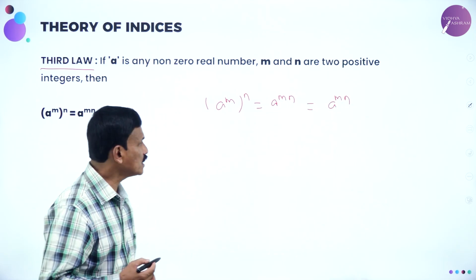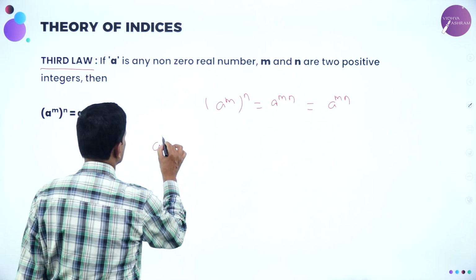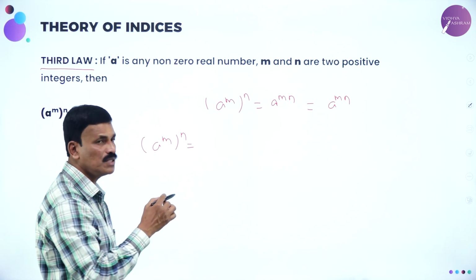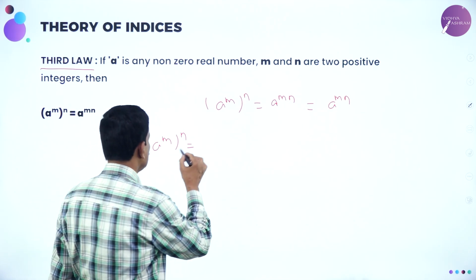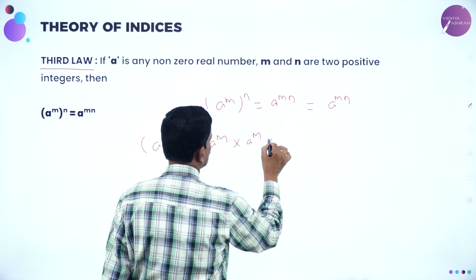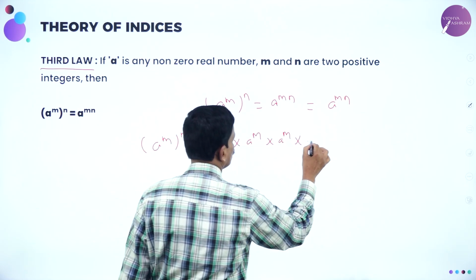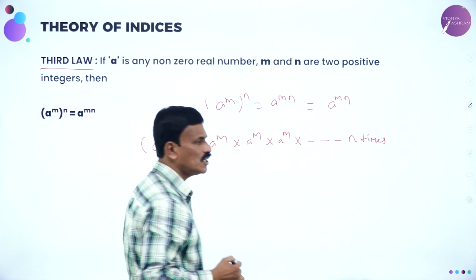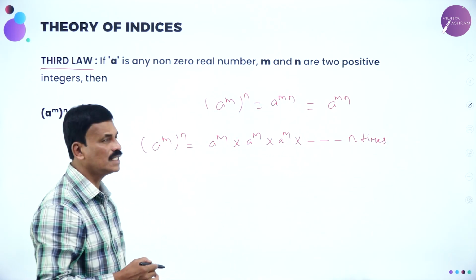Okay. Now, let us take a to the power of m. (A to the power of m) whole raised to n means a to the power of m is multiplied n times. So, a raised to m whole power n means a raised to m into a raised to m into a to the power of m, etc. How many times? n times. A to the power of m is multiplied n times.